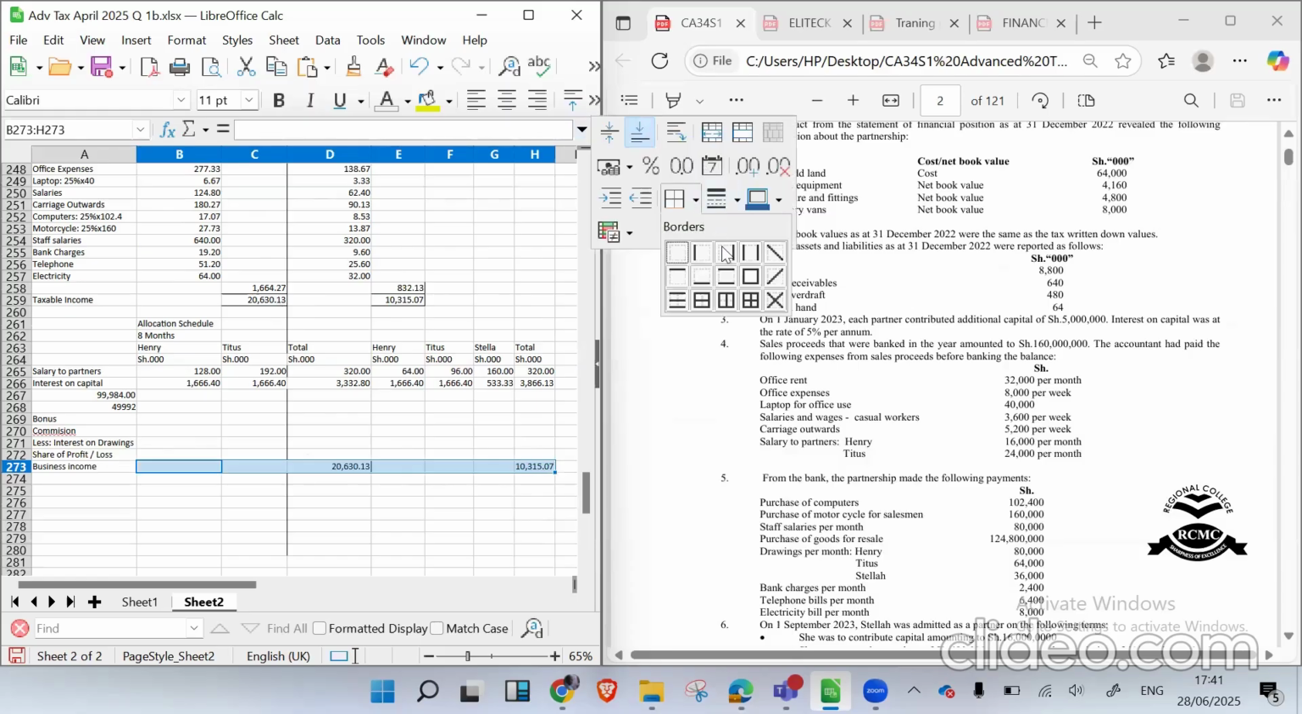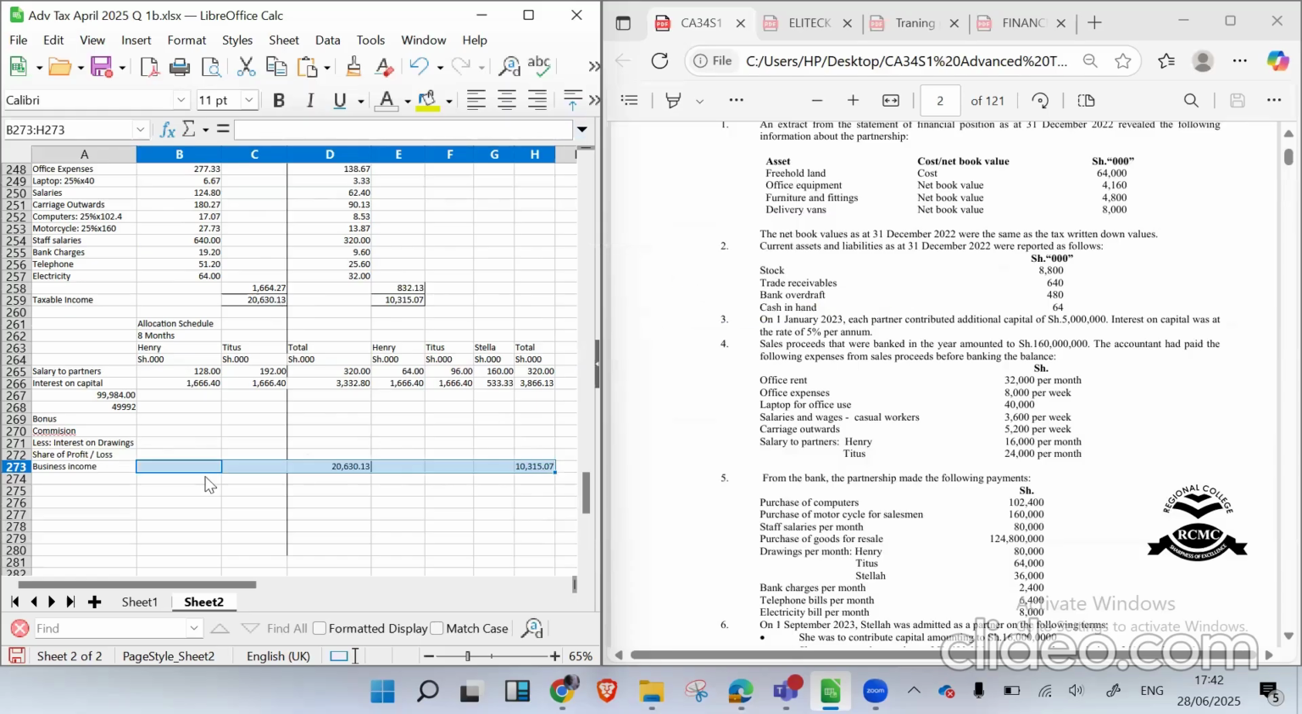So out of this amount, tunajiuliza, out of 2630, tunalipa salary ya 320, tunalipa interest on capital of 332.8. What is the balance? The balance that remains to share as profit. So this one equals to this minus this minus this. The balancing figure is the share of profit. Kama negative una share kama loss, kama positive una share kama profit.